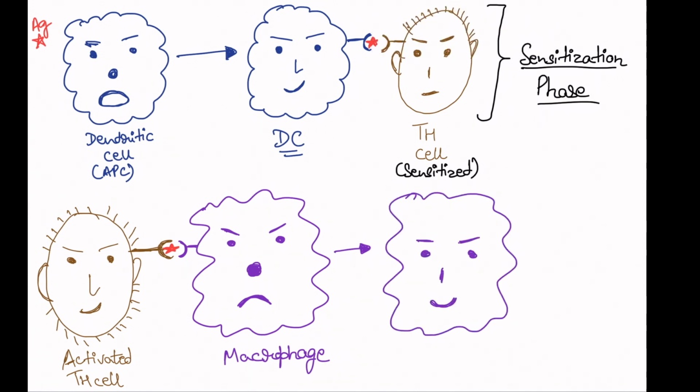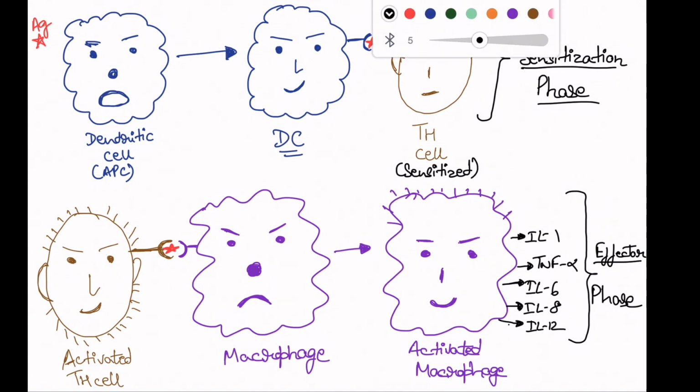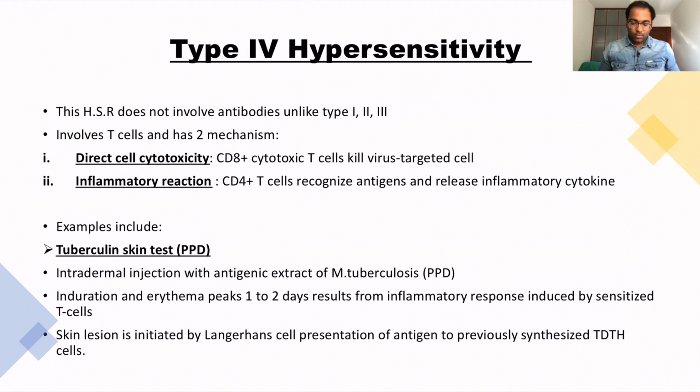So this activated macrophage, which is so happy because it received the signal from the T helper cell, is going to secrete cytokines like interleukin 1, interleukin 6, tumor necrosis factor alpha, interleukin 8, and interleukin 12. And this phase is known as the effector phase. And the interleukins that I presented here are inflammatory cytokines. So let's come back and see what I say in the text. So I say that type 4 hypersensitivity reaction includes direct cell cytotoxicity and inflammatory reaction.